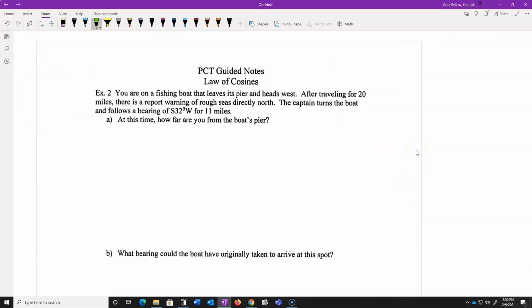A couple of other guided kinds of questions that we're going to see here. You are on a fishing boat. Now, this is where we all need to be because COVID is keeping us at home. We would much rather be on a fishing boat.